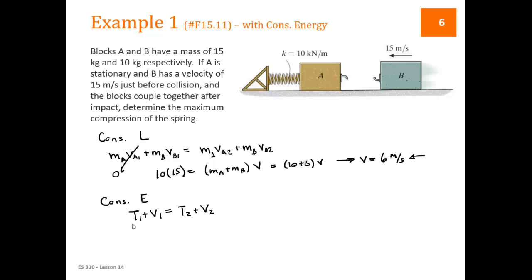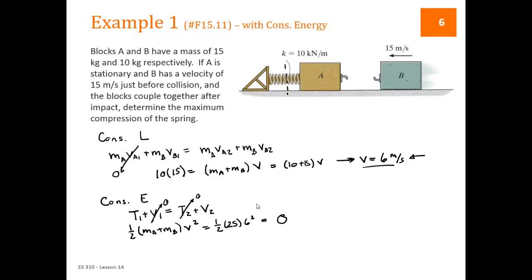Initially we're moving, so we have 1/2 m, and in our case the two masses are moving together, so it's mA plus mB, times v squared, where this is the v up here, the 6. So this is 1/2 of 25 times 6 squared. On the other side, we're going to compress the spring to some amount, so the kinetic energy is going to be 0. The initial potential energy was 0, and this final kinetic energy is 0.